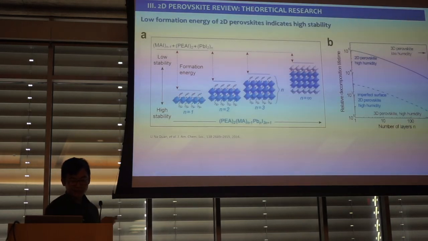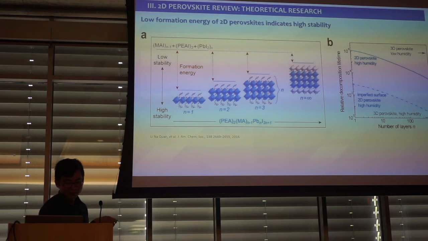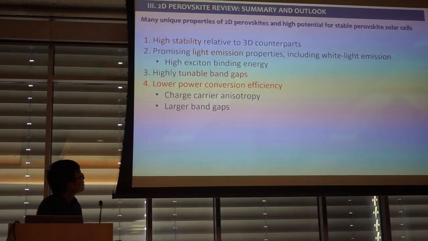We also see that some studies have shown that the formation energy is much lower from their calculations. So you see that as you decrease the n value from infinity down to n equals 1, the formation energy gets much lower, indicating that it's more stable.